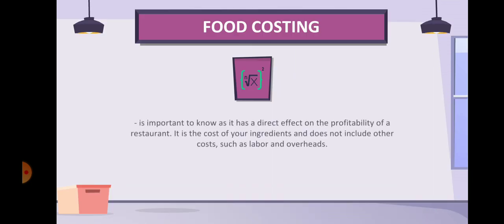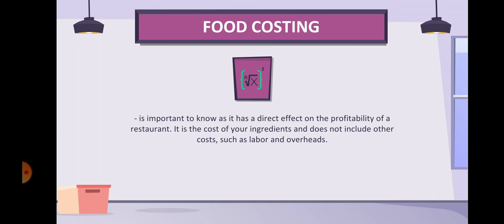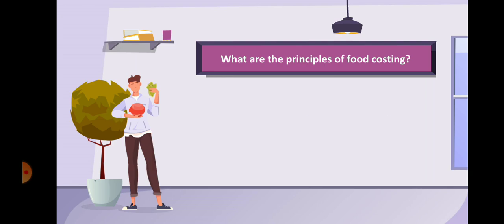So what is food costing? Food costing is important to know as it has a direct effect on the profitability of a restaurant. It is the cost of your ingredients and does not include other costs such as labor and overheads. It is an essential tool in determining whether food cost targets are being met.